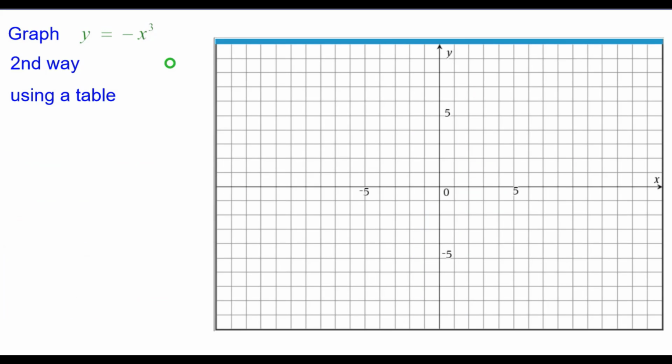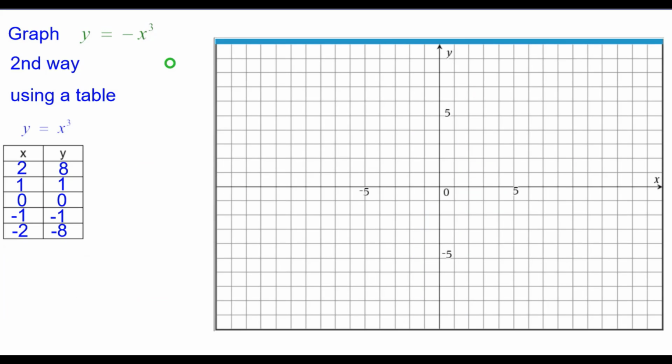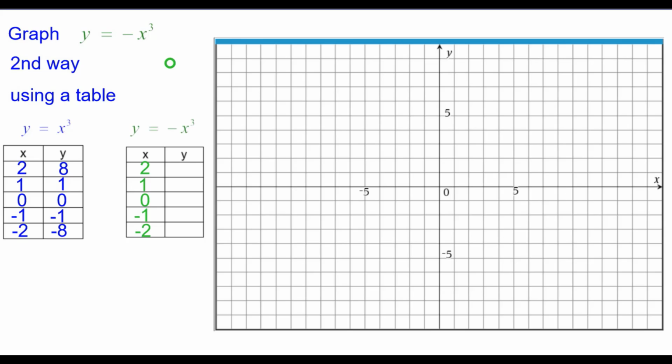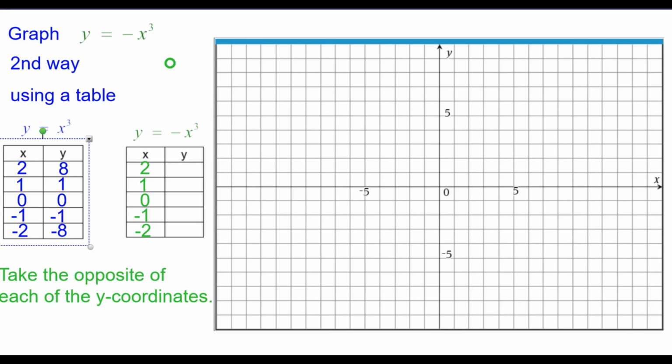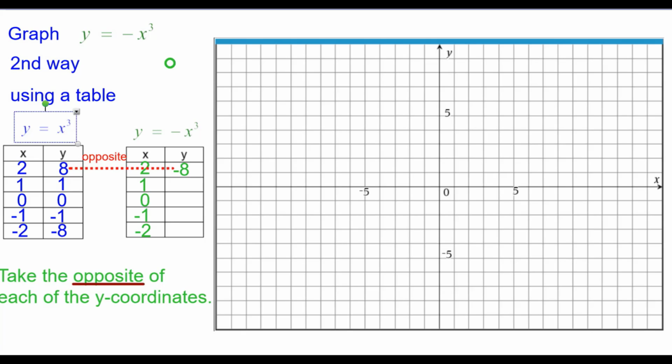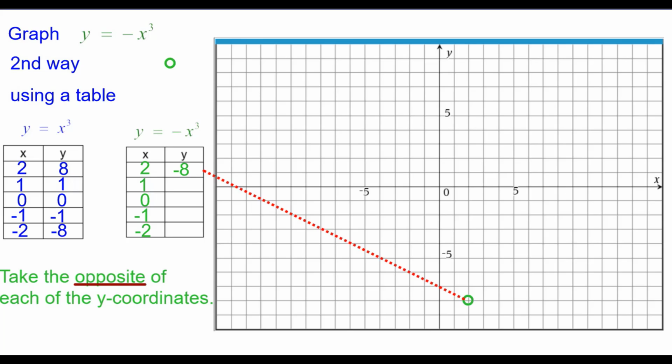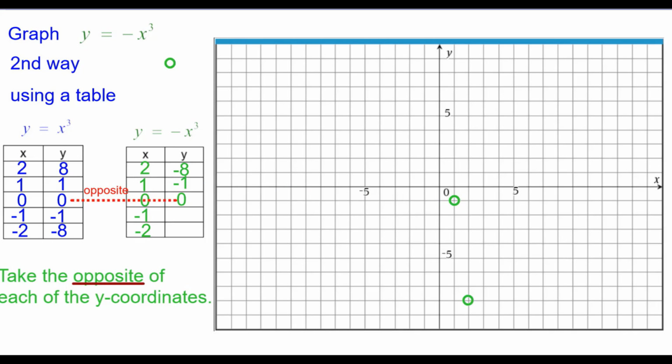The second way is using a table. We'll begin with these 5 ordered pairs on the traditional y equals x cubed. And using those same x values, we're going to take the opposite of each of the y coordinates. So 8 goes to negative 8. And we're going to go ahead and plot 2 comma negative 8. 1 goes to negative 1, so we'll plot 1 comma negative 1. The origin stays where it is.